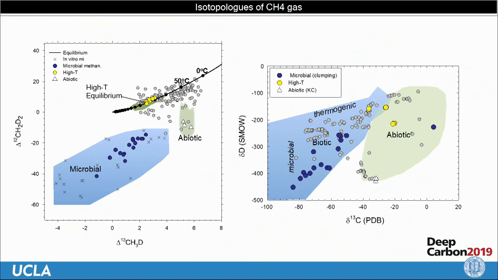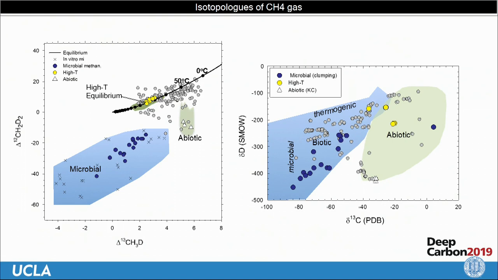Those are the crosses. And notice the blue dots on this diagram plot at very low delta D. The reason they plot at really low delta D compared to some other biogenic gases is because they are formed from water that's really low in delta D. So that's where the source is affecting where those things plot on this diagram. But over here, we don't think that that has much of an effect. It's just process.